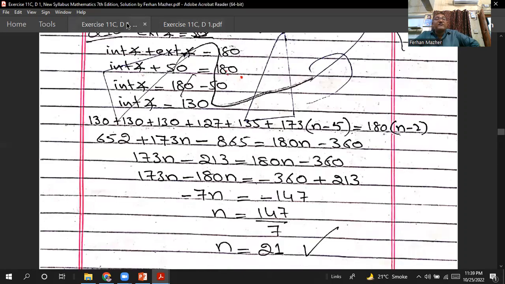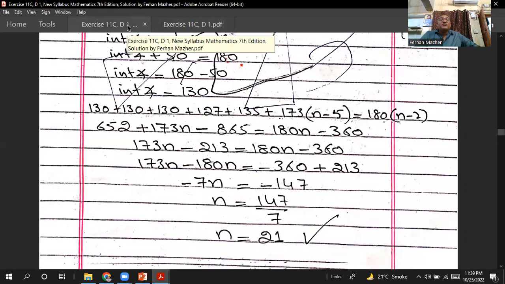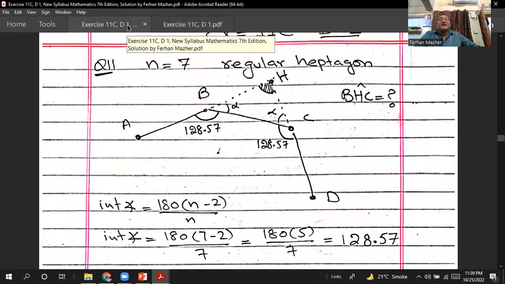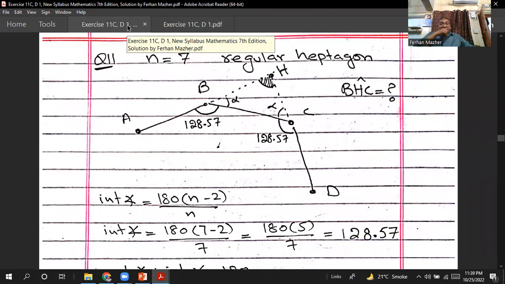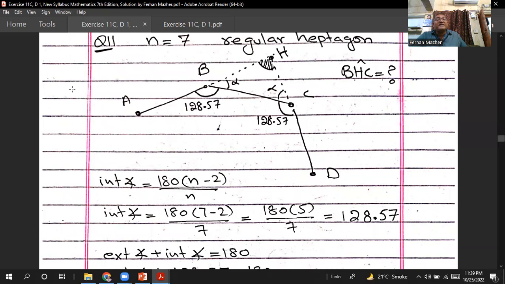Okay, very simple, straightforward question. Let me show you how this is done. I have made the diagram as well. So here they say it's an n-sided figure, a regular heptagon. When it's a regular heptagon, all the internal angles are equal to each other. I have tried to make a diagram here to make things easier.